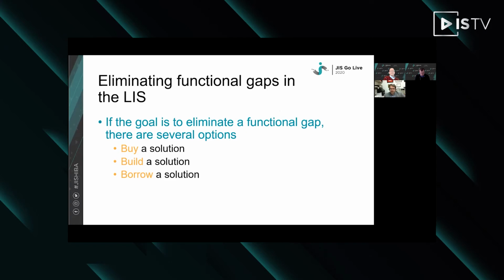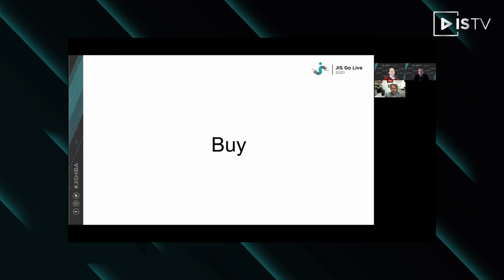The first one would be to buy a solution. The second would be to build a solution. And the third would be to borrow a solution. And I think we have perhaps a good idea of what buying and building looks like. Perhaps you may not have thought about what borrowing a solution looks like, but we'll be discussing all three of these. First of all, buy.